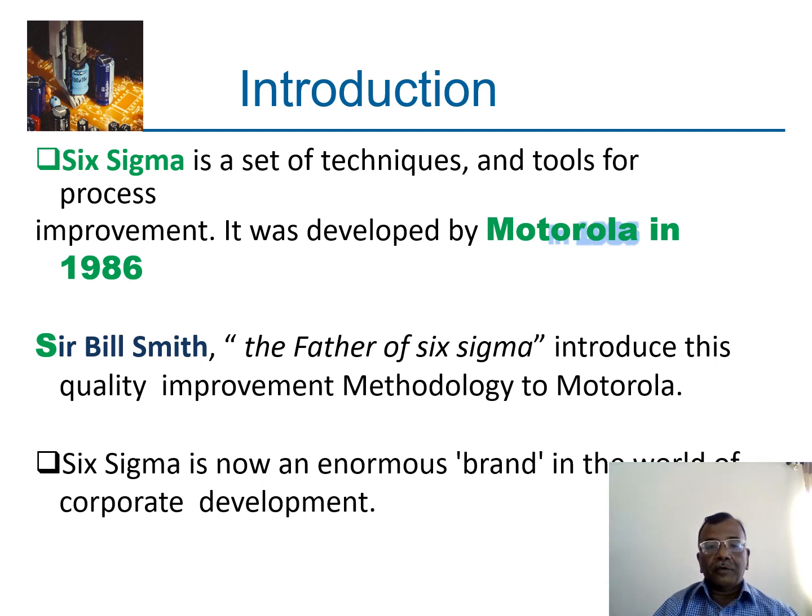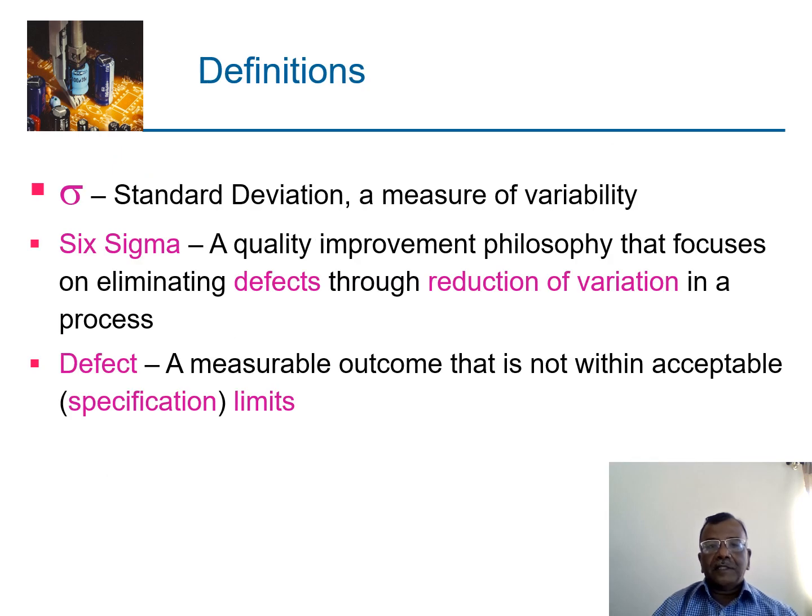We know, all of you know that. And Bill Smith is the father of Six Sigma, who introduced the improvement methodology in Motorola. When it says sigma, it's a standard deviation, it's a measure of variability, and Six Sigma is a quality improvement philosophy that focuses on eliminating the defects through reduction of variation in a process. Defect is a measurable outcome of the particular thing.